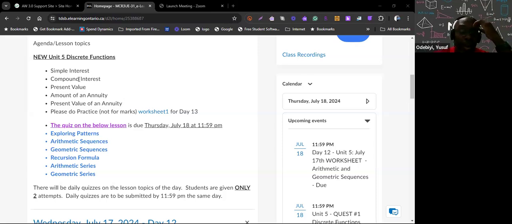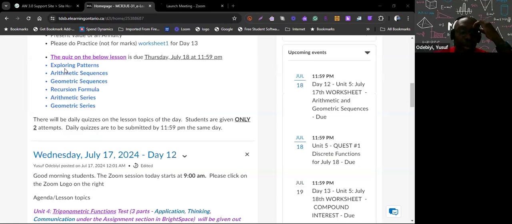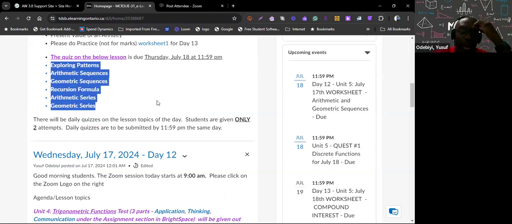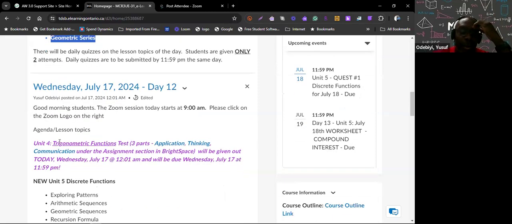Up here you can see this is what we did yesterday, right? We did arithmetic sequence, geometric sequence, recursion formula, and series, and so on. What we did yesterday, you never got a quiz on it because you were working on the Unit 4 test, which is the trigonometric functions, right? I hope everyone in this call did that test and submitted it on time before midnight.